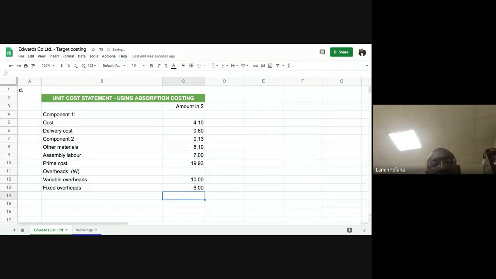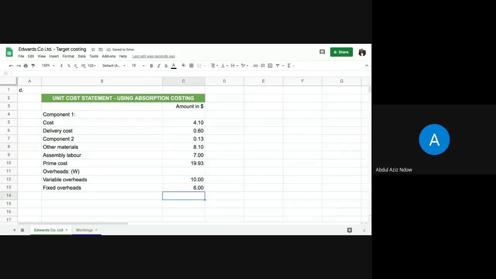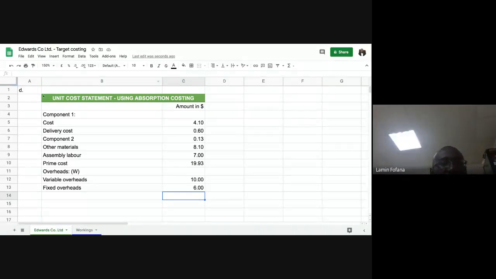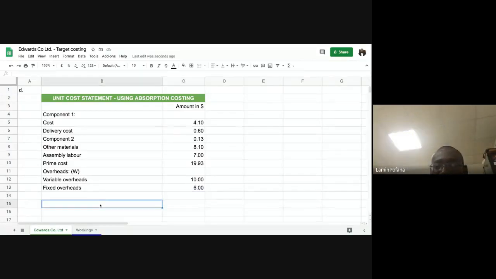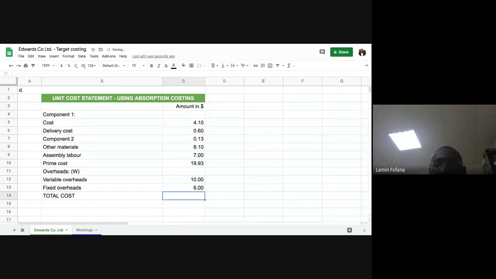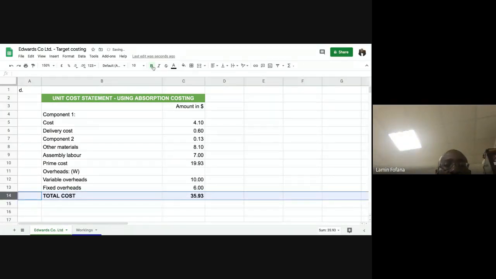Once you enter, look at it. It has done it for you. Okay, so now we are done. So let's calculate our total cost, our total unit cost, of course. Our total unit cost will be equal to sum, bracket opens. We're going to start from the total of the prime cost down to the fixed cost, because we've already calculated the prime cost. So that gives us 35.93. So let's bold that whole column.